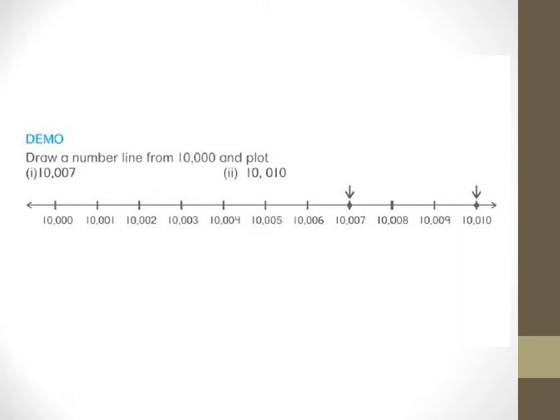After that we are going to mark the numbers 10,001, 10,002, 10,003 and so on at equal distances, and we will mark 10,007 and then we will mark 10,010 as asked in the question.